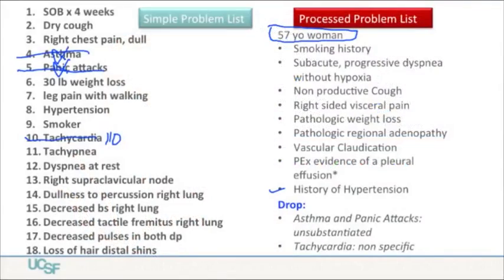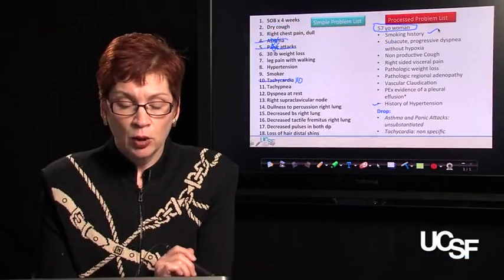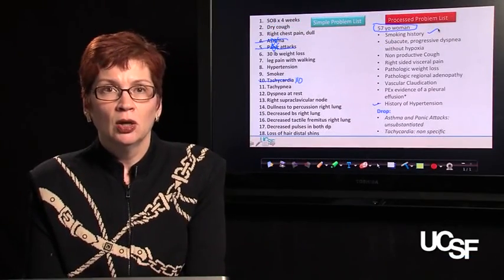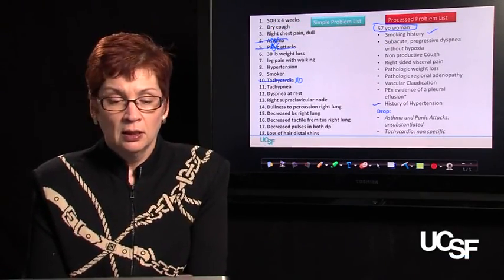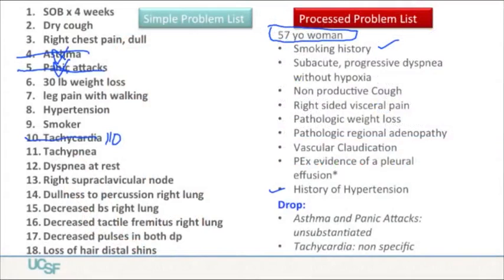We think her smoking history is relevant, and we're going to work on processing her chief complaint. So we take shortness of breath for 4 weeks. We take dyspnea at rest, and we call this subacute progressive dyspnea, importantly without hypoxia.